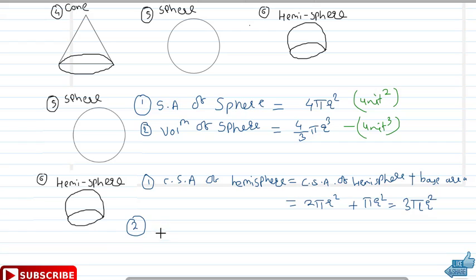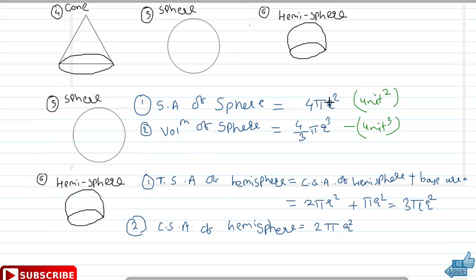Sorry, this is the total surface area. This is not the curved surface area. This is the total surface area. First we talk about the total surface area of a hemisphere. Now we talk about the curved surface area of hemisphere. Curved surface area of hemisphere means this curved part, that is 2 pi r square. It's not half of the total surface area of hemisphere, it's half of the total surface area of sphere.